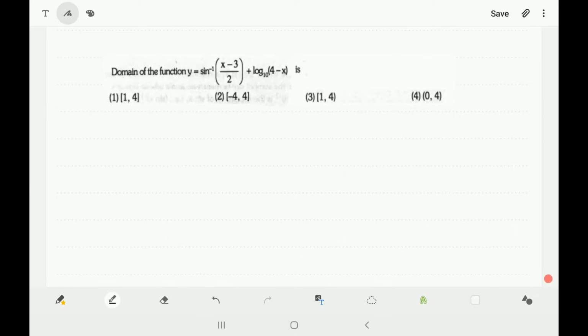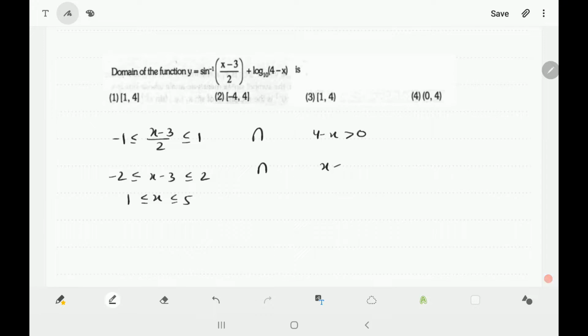In this problem, we have to find the domain of the function sin inverse of (x minus 3) by 2 plus log of (4 minus x) with base 10. For sin inverse to be defined, we need (x minus 3) by 2 lying from minus 1 to 1, and we take the intersection because both these functions are added, with 4 minus x greater than 0. So you will have x minus 3 from minus 2 to 2, because 2 is a positive term. You will add 3 now, and you will have x from 1 to 5. The other condition is that x is less than 4.